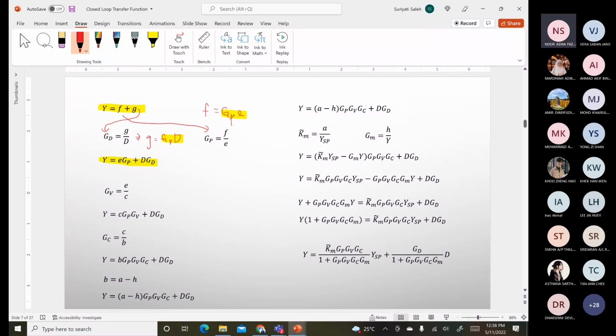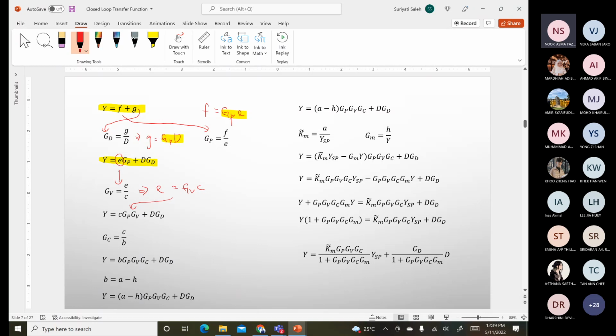So from here, we next establish what is our E. Here the E is based on the valve transfer function. So you have the GV equal to E over C. So here the E becomes GVC. So we substitute back into the equation. This contributes to the C GP GV plus D multiplied by GD.